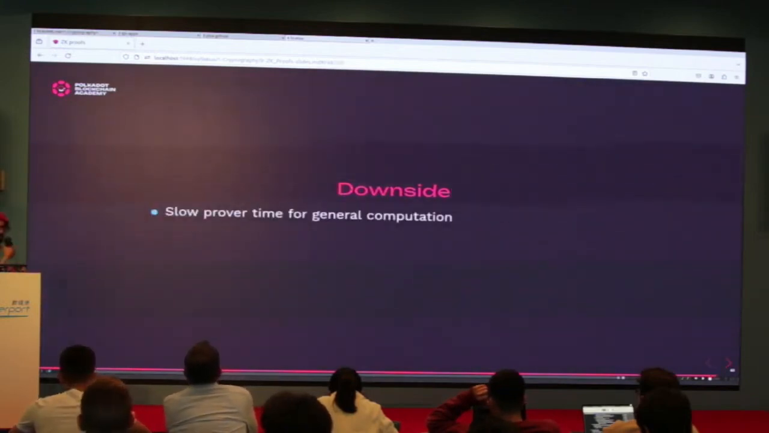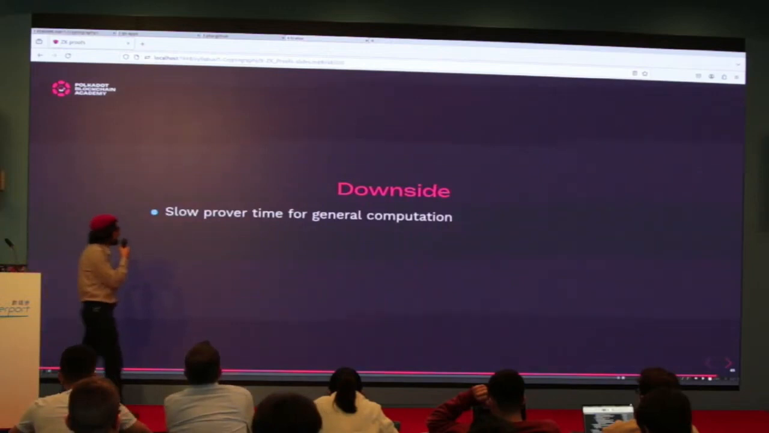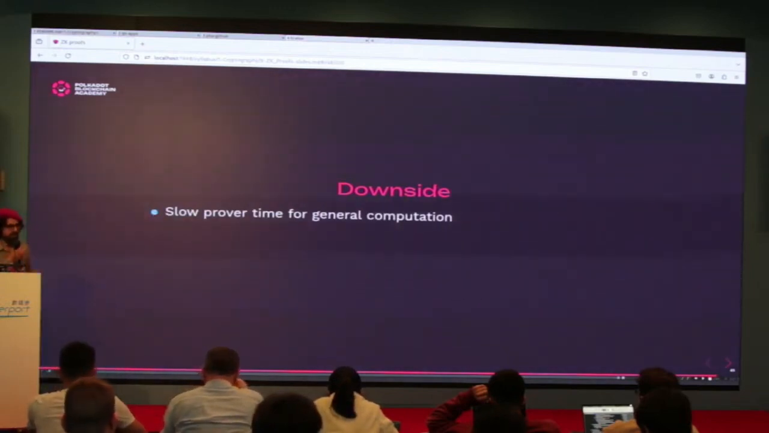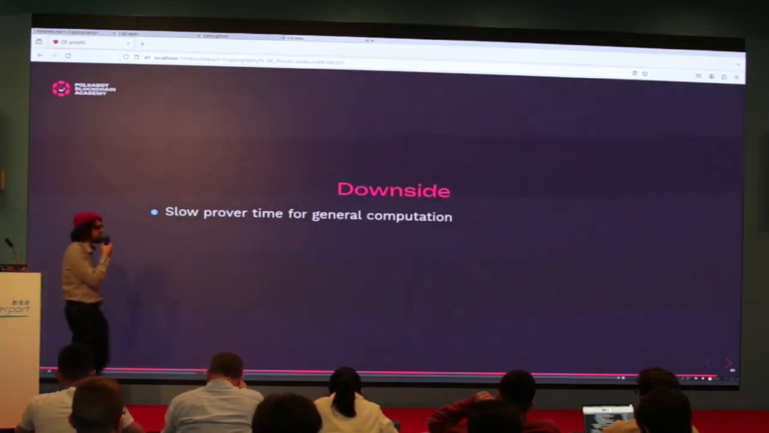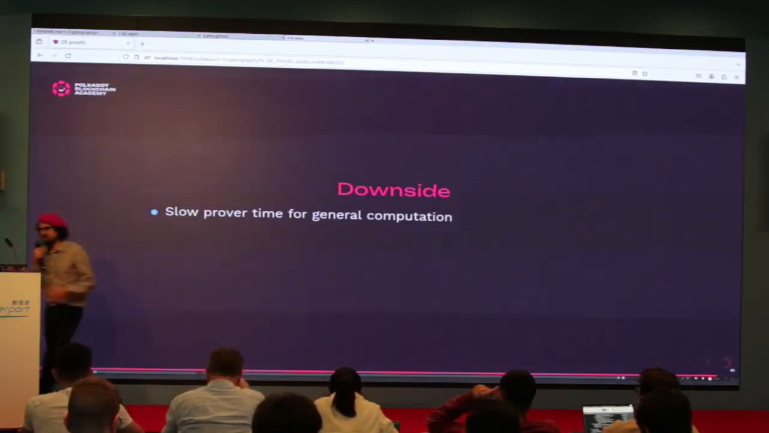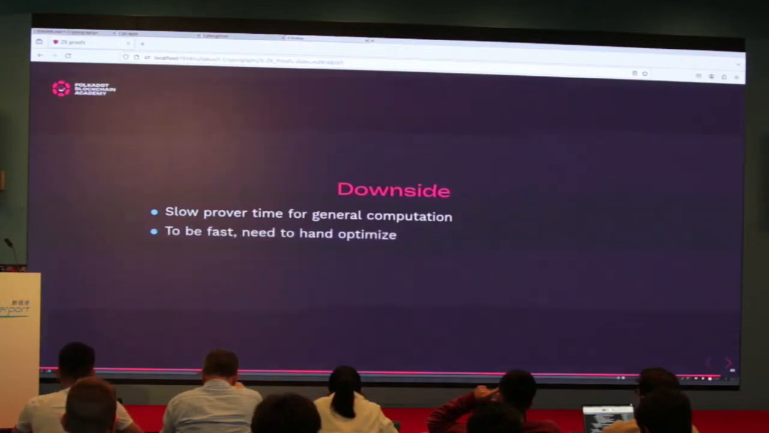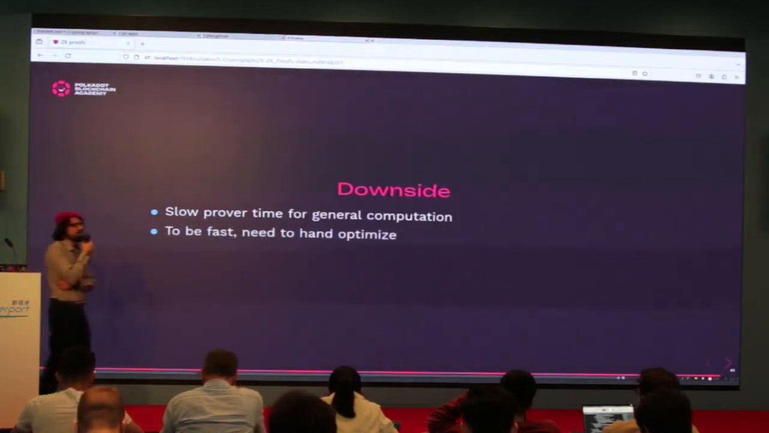So the prover is very slow, right? When I use circom for a more complicated circuit, the size of the polynomial becomes much bigger, and then the prover time goes very slow. And if you want a faster proof, then you look at your problem. You don't use the Plonk gate.